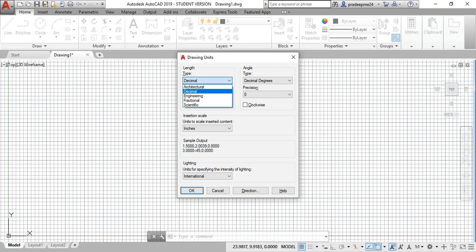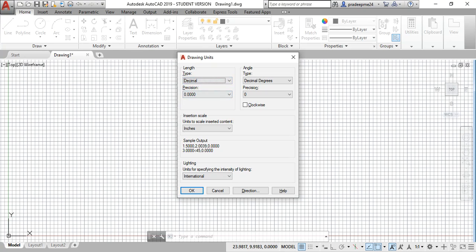The first one is decimal length, that is the basic one, or else you can go to architectural for architectural drawings, or else go to engineering, meaning the manufacturing drawings that have tolerance values and precision values. Also fractional values, like 1 by 3, 1 by 4, 1 by 5. It's not possible in a current drawing, but in a few cases it can be usable. Next, scientific has high level precision. So by default I go to decimal values.